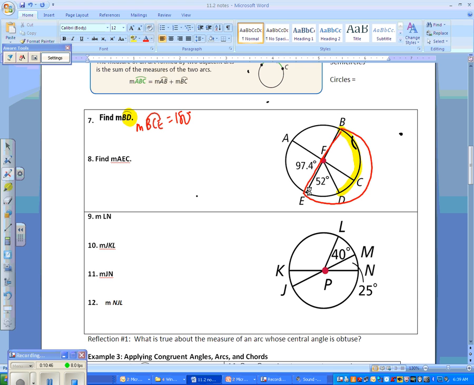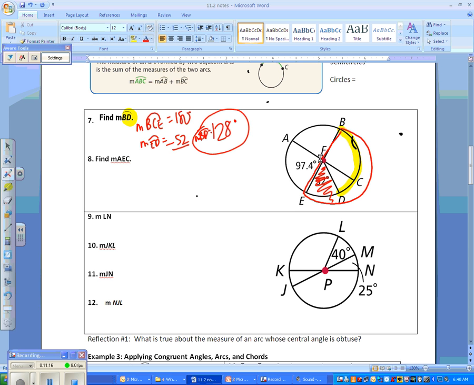And I know that arc ED is 52 degrees. So if I take this and subtract it, I can get what arc BD is. So all I have to do is subtract the two and I'll get my answer. So 180 minus 52 is 128 degrees. So measure of arc BD equals 128 degrees. And that's my attempt at an arc right there.